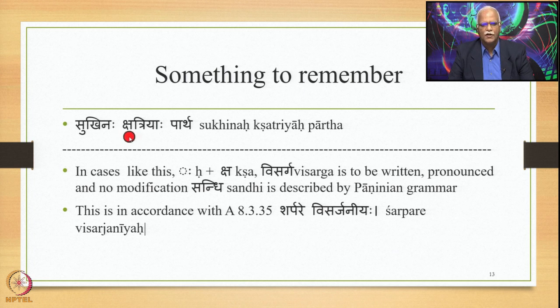And so there is this sutra śarpare visarjanīyaḥ. K is part of khar, sh is part of shar. So there is śarpare khari, visarjanīyasya visarjanīya eva na tu anyat. So this is in accordance with 8.3.35 śarpare visarjanīyaḥ. So visarga is not to be substituted by anything else, and you have several examples in the Srimad Bhagavad Gita and all over Sanskrit literature. Always remember this fact: when a visarga is followed by ksh, pronounce or write the visarga as visarga and never as anything else.